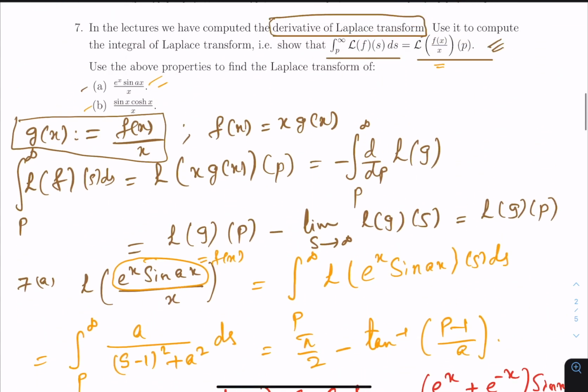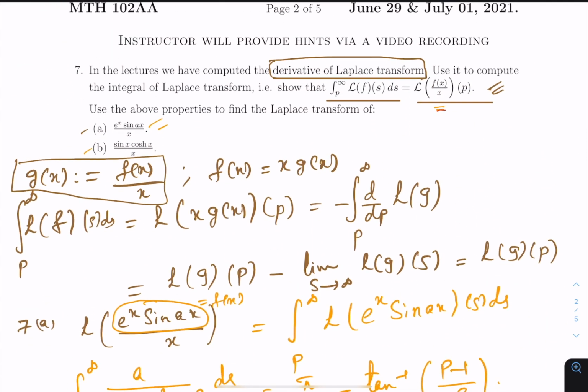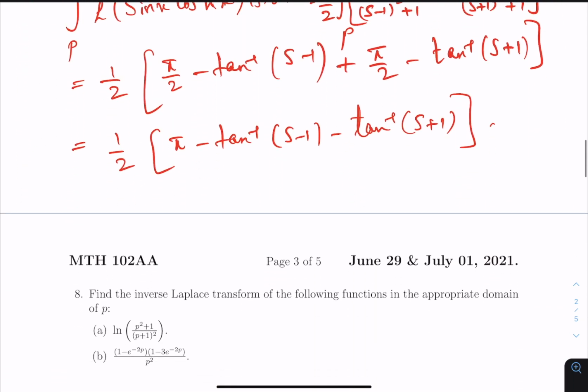So we have done both 7a and 7b using this property. Okay, now let's try doing problem number 8.